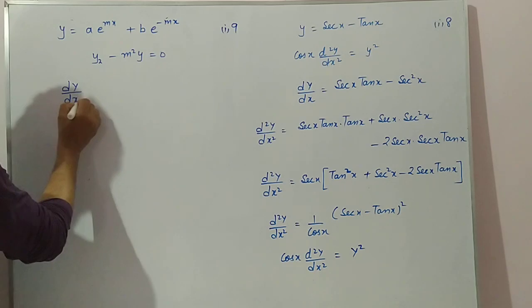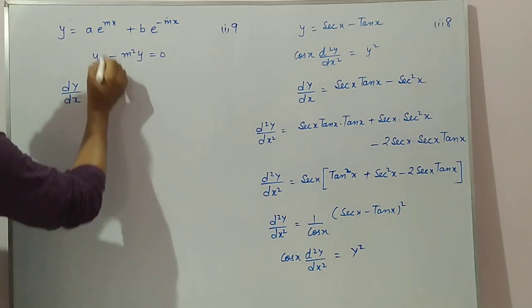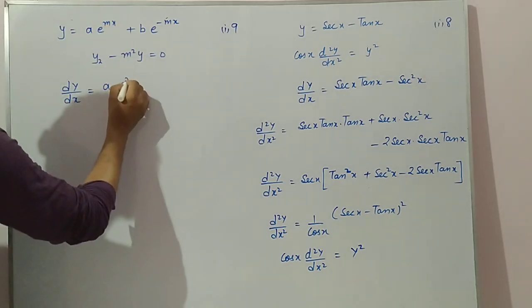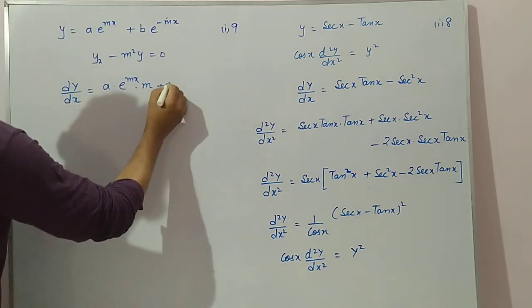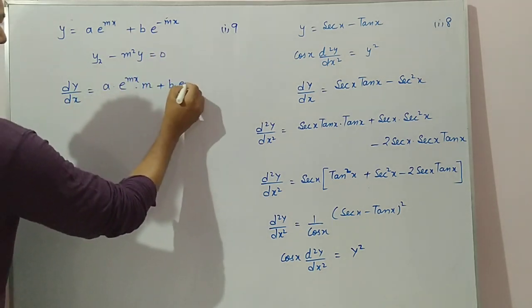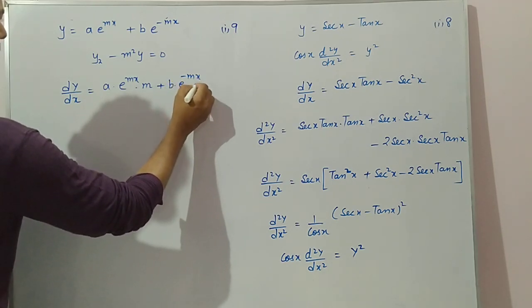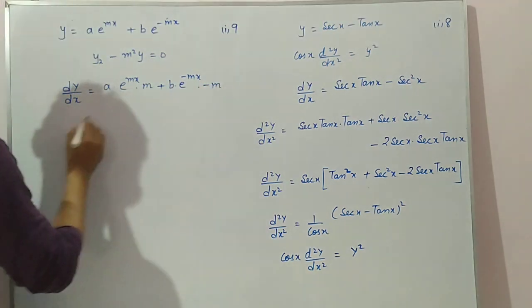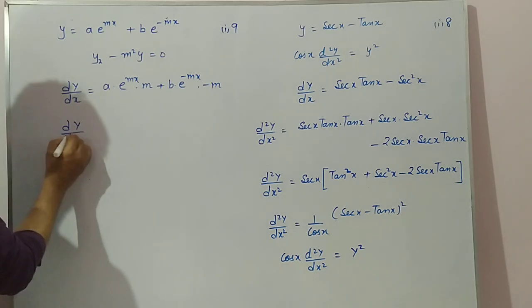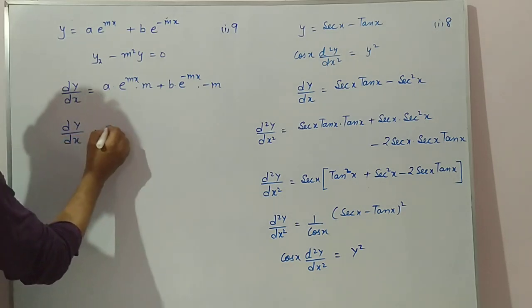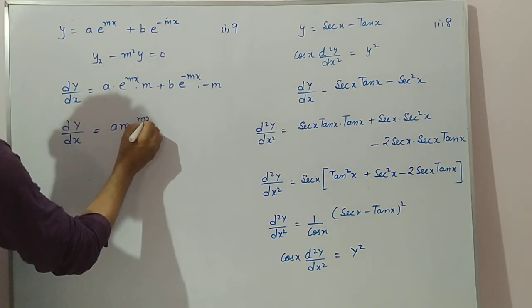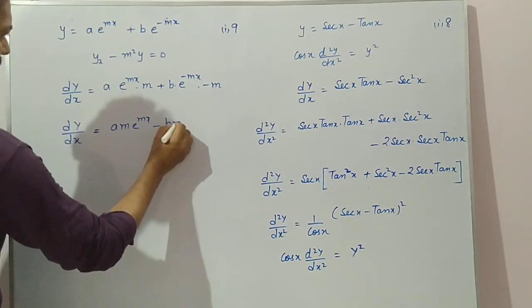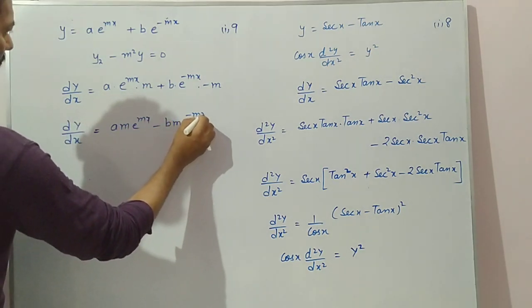So here dy by dx: a, e to the power mx differential is e to the power mx into m, plus b, e to the power minus mx into minus m. So dy by dx is am e to the power mx minus bm e to the power minus mx.